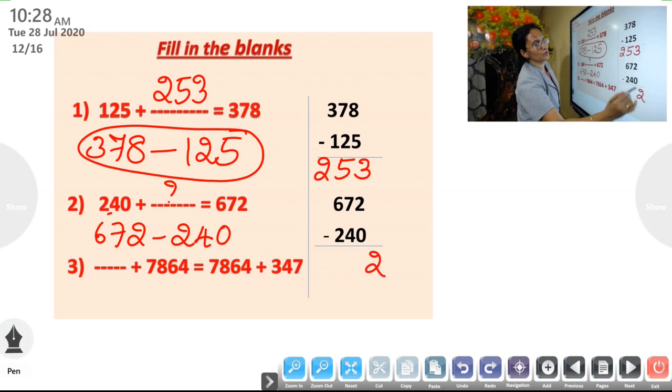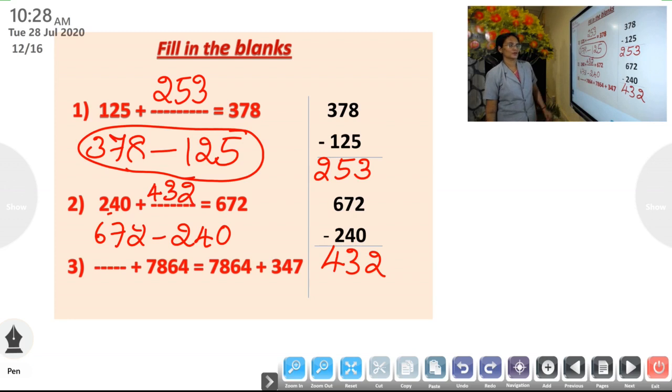2 minus 0 is 2. 7 minus 4 is 3. 6 minus 2 is 4. Okay, you do backward counting. 7 minus 4: 6, 5, 4, 3. 6 minus 2 is 5, 4. So we got 432. So what is the answer that you can write here? In the dash, you can write 432. So 240 plus 432 gives 672.